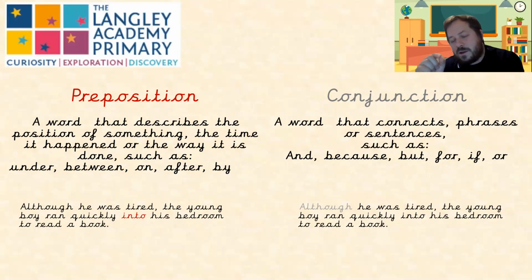And this is an important thing to note about conjunctions, is that the choice of conjunction you have can affect massively the tone of the sentence. So in this case, although he was tired, makes sense because he's running quickly, even though he is tired. Whereas if you changed it and the young boy ran quickly into his bedroom to read a book and he was tired, it would be a very different sentence. So you have to think about that.